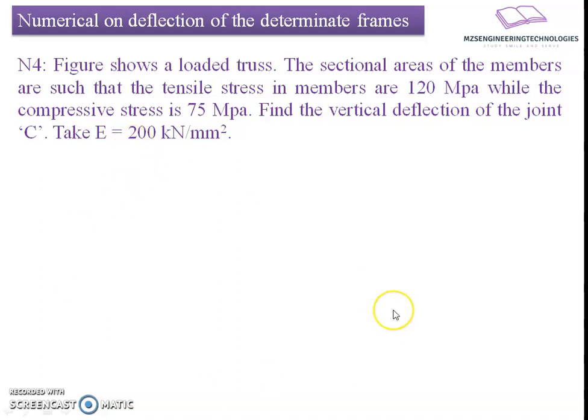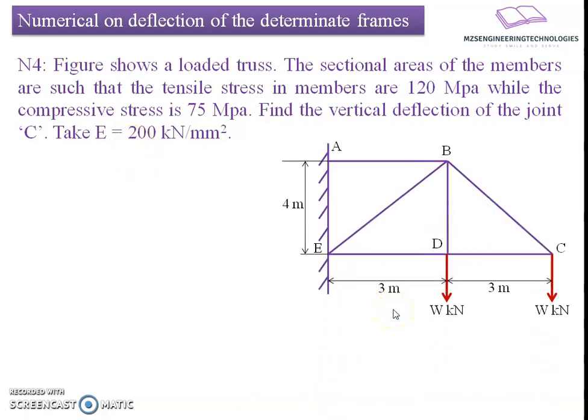Numerical number 4. Figure shows a loaded truss. The sectional areas of the members are such that the tensile stress in the members is 120 MPa while the compressive stress is 75 MPa. Find the vertical deflection of the joint C. Take E equals 200 kN per mm square.